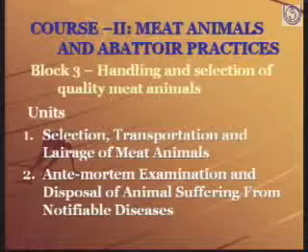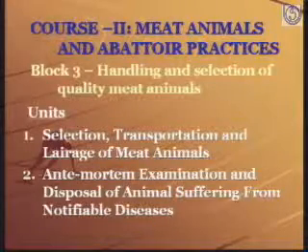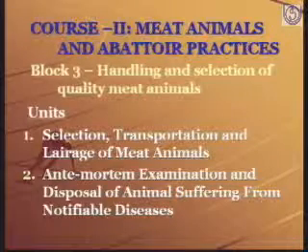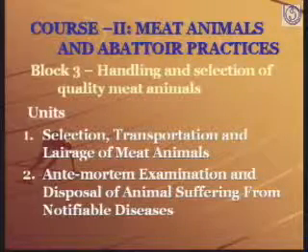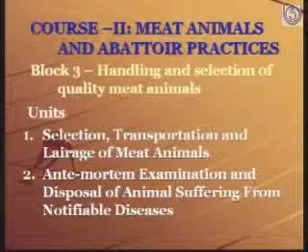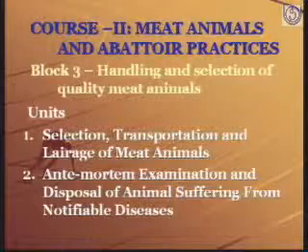The next block is about the handling and selection of quality meat animals. This block has 2 units. First unit is about the selection, transportation and layerage of meat animals. Second unit is about antemortem examination and disposal of animals suffering from notifiable diseases.